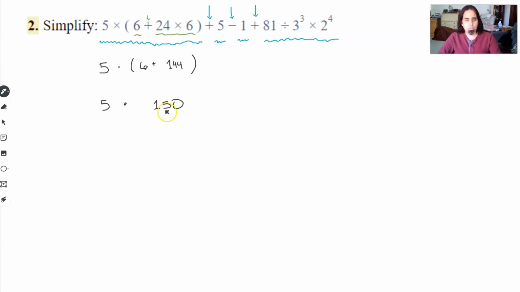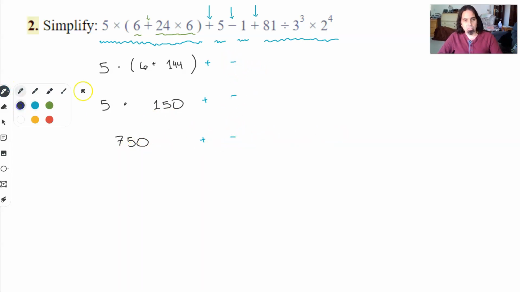And then 5 150s will be 5 times 100 is 500. And 5 times 50 is 250. So 750. And for all of that, the first term is independent until we actually combine all the terms at the end.